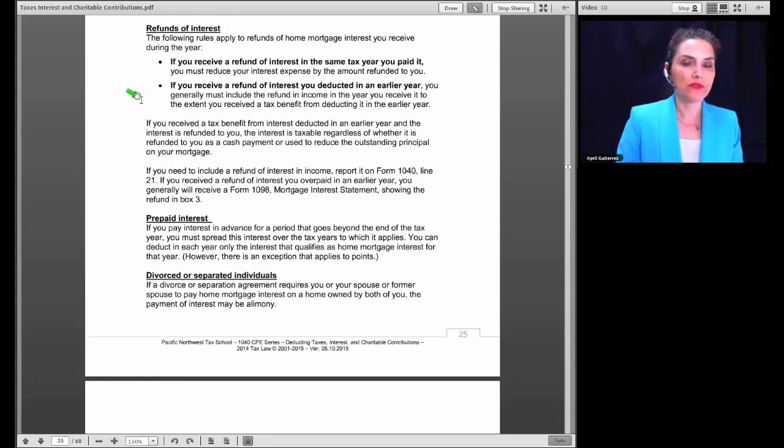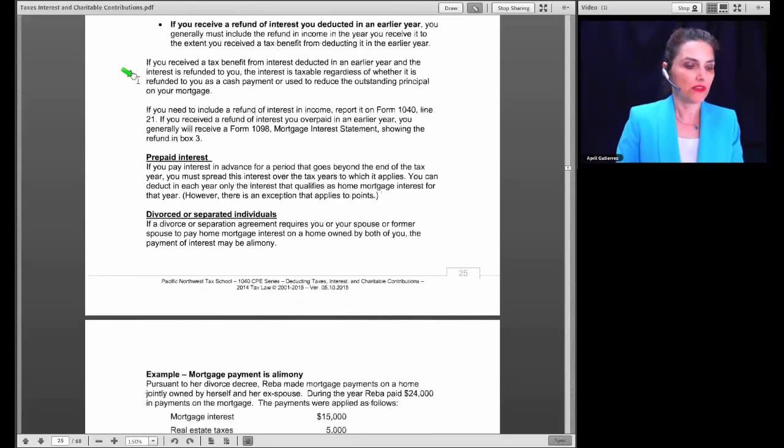And if you receive a refund of interest you deducted in an earlier year, you generally must include the refund in income in the year you receive it, to the extent you received a tax benefit from deducting it in the earlier year. If you received a tax benefit from interest deducted in an earlier year and the interest is refunded to you, the interest is taxable regardless of whether it is refunded to you as a cash payment or used to reduce the outstanding principal on your mortgage.